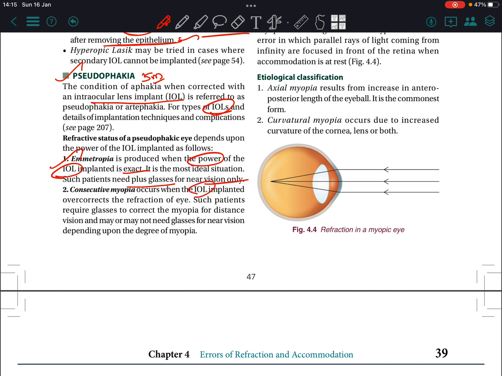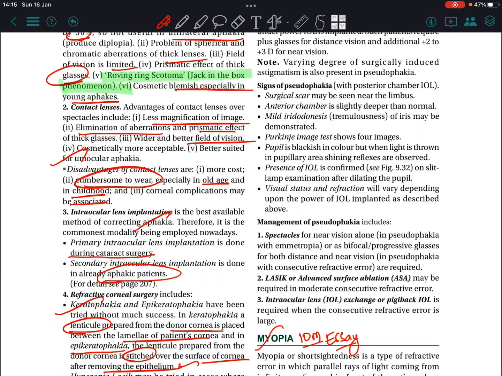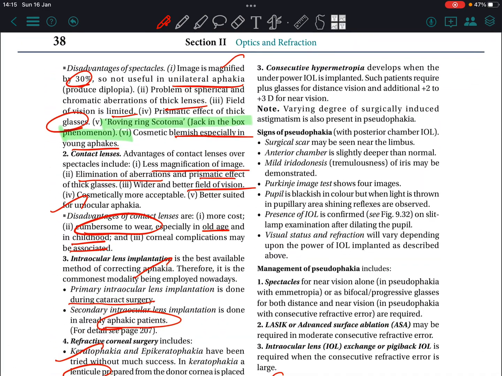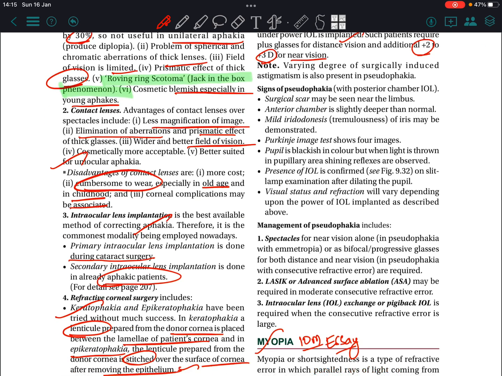Consecutive myopia occurs when the IOL implanted overcorrects the refraction of the eye. Such patients require glasses to correct the myopia for distant vision, and may or may not need glasses for near vision, depending on the degree of myopia. Consecutive hypermetropia develops when an underpowered IOL is implanted. Such patients require plus glasses for distant vision, and an additional plus 2 to plus 3D for near vision.